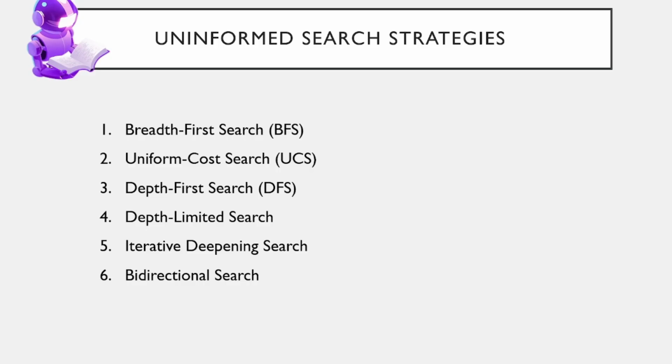There are six major uninformed search strategies we will cover across this series, which are breadth first search, uniform cost search, depth first search, depth limited search, iterative deepening search, and bidirectional search. Today we will focus on breadth first search, or you can also call it the BFS strategy.